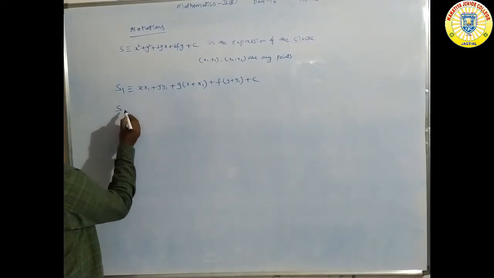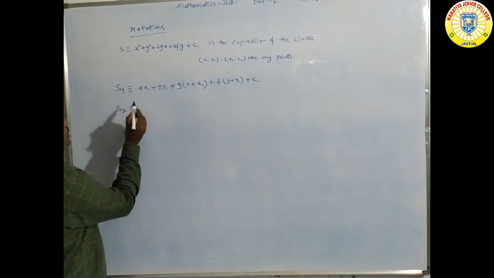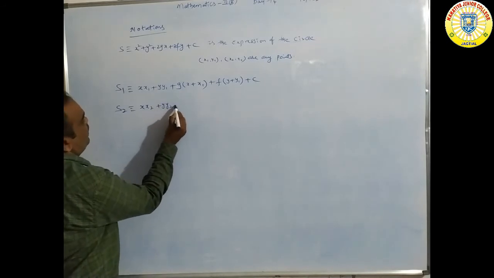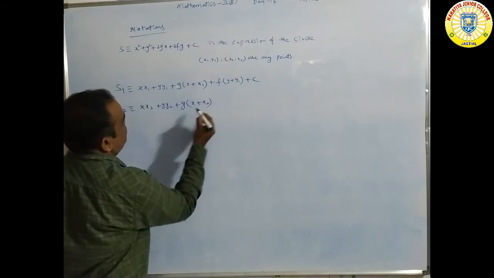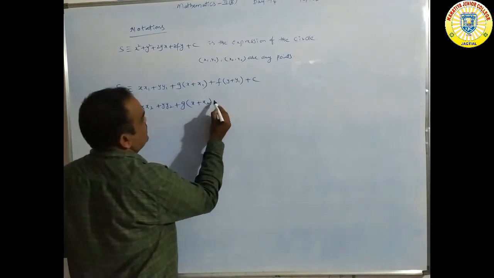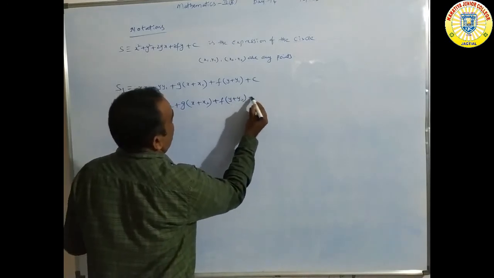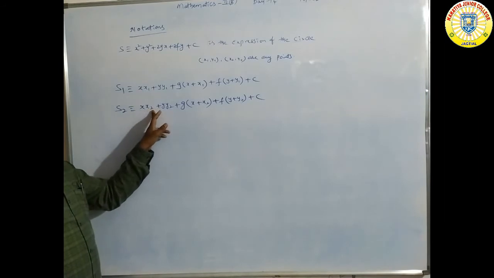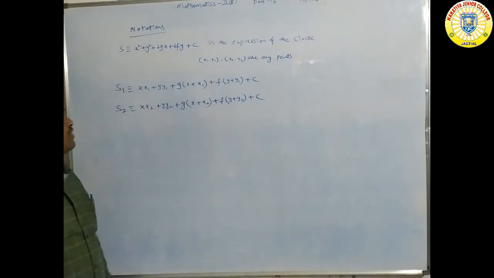Next, observe this one carefully. The notation S2 is x2 square plus y2 square plus g of x plus x2 plus f of y plus y2 plus c. This is the notation of S2.